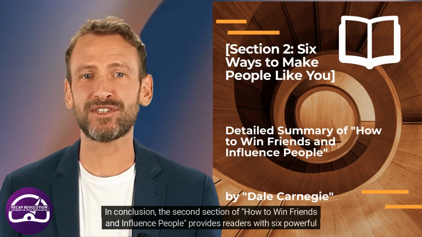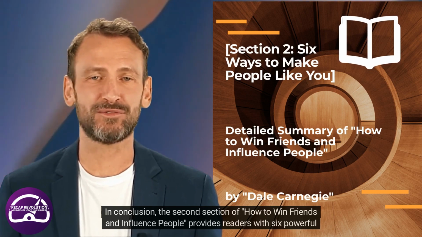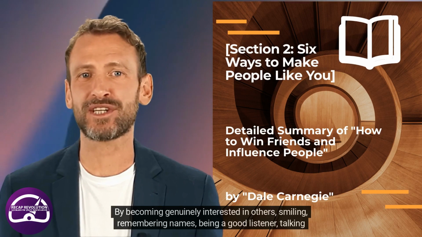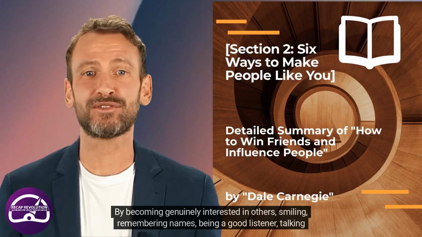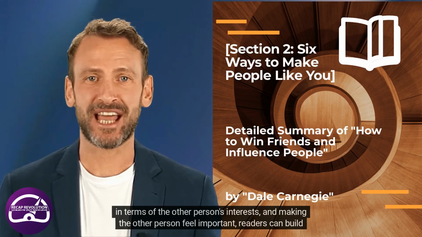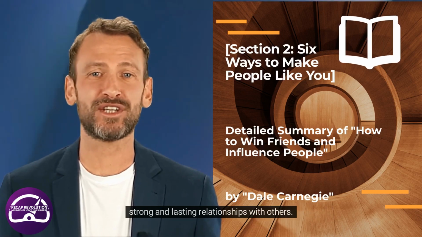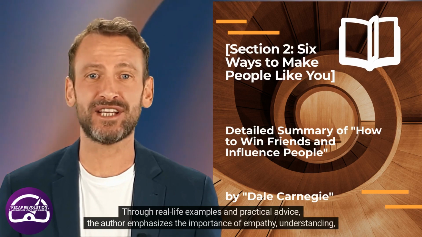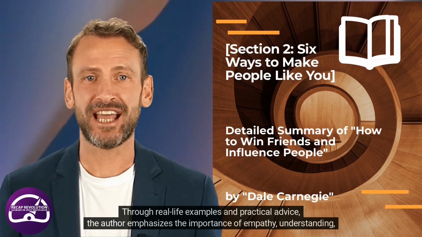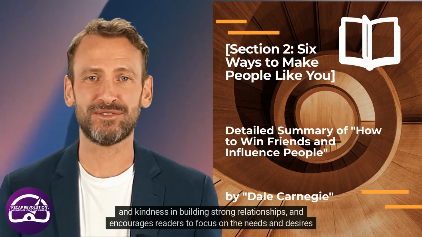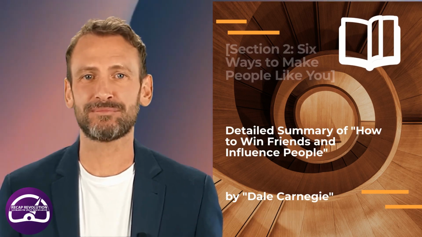In conclusion, the second section of How to Win Friends and Influence People provides readers with 6 powerful ways to make people like them. By becoming genuinely interested in others, smiling, remembering names, being a good listener, talking in terms of the other person's interests, and making the other person feel important, readers can build strong and lasting relationships with others. Through real-life examples and practical advice, the author emphasizes the importance of empathy, understanding, and kindness in building strong relationships, and encourages readers to focus on the needs and desires of others rather than their own.